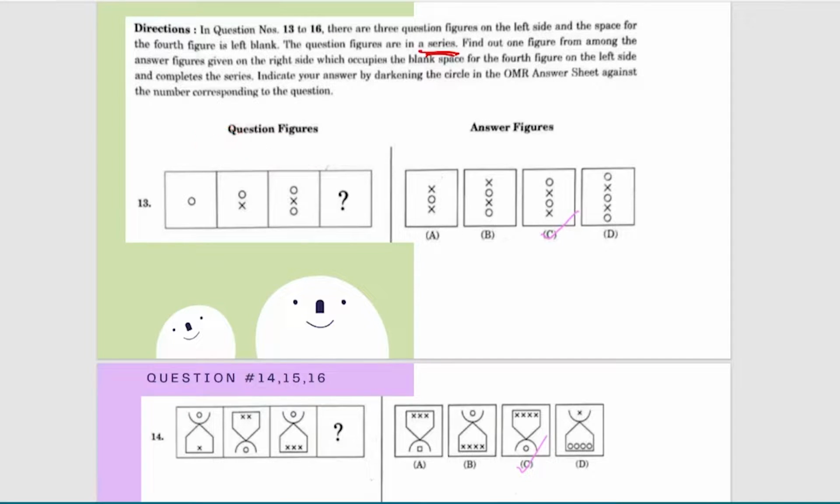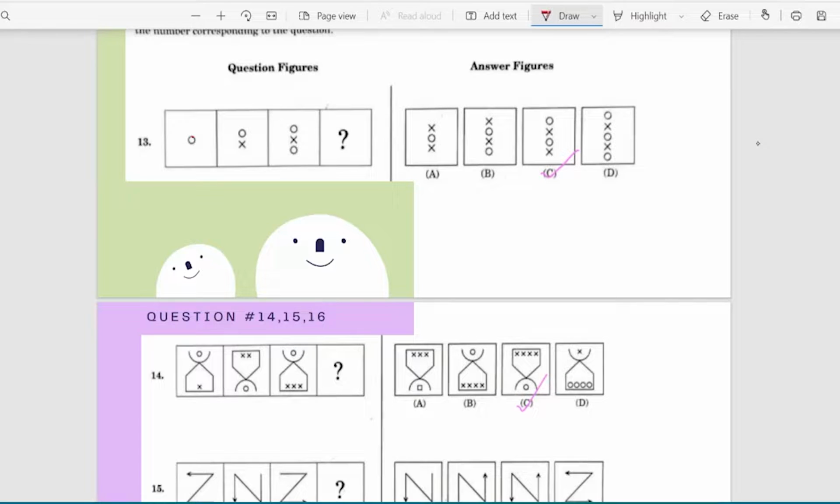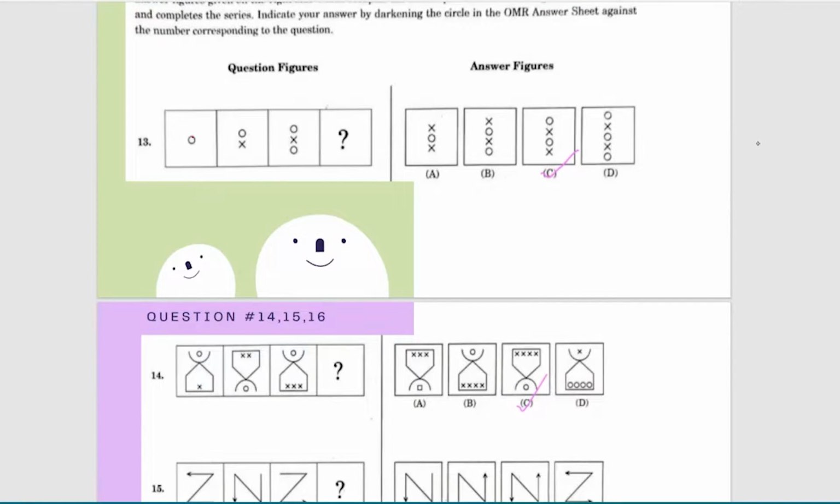Okay, so here let's look at question number 13. Here we can see there is a circle, then a circle and a cross, then a circle and a cross and a circle. So after this, what tile should follow? A circle, then a cross, then a circle and a cross, right? So the correct answer is C.